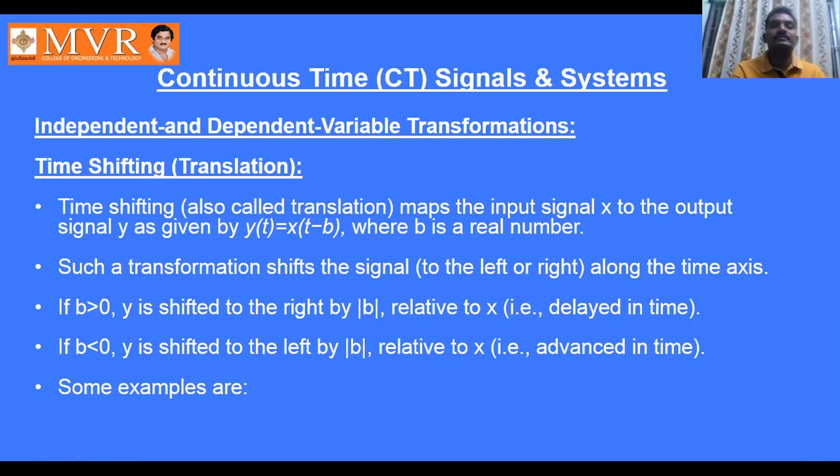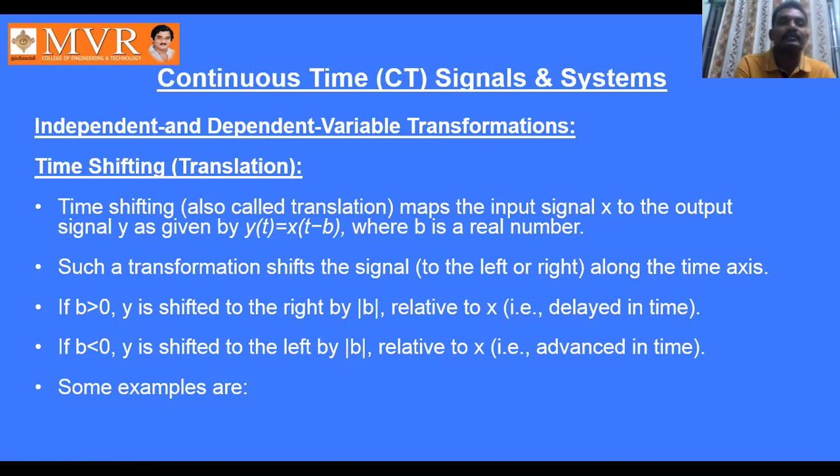Here y of t equal to x of t minus b represents the original signal shifted towards the right side by b units. Such a transformation shifts the signal to the left or right along the time axis. If b is greater than 0, y is shifted to the right by b relative to x, that is, delayed in time. Similarly, if b is less than 0, y is shifted to the left by b relative to x, that is, advanced in time. So based on the real number, it can be shifted to either the right side or left side. This is called time translation or time shifting.